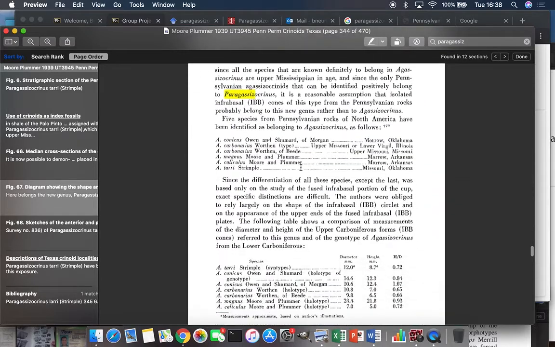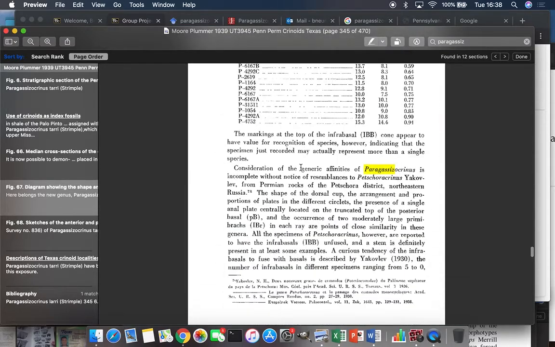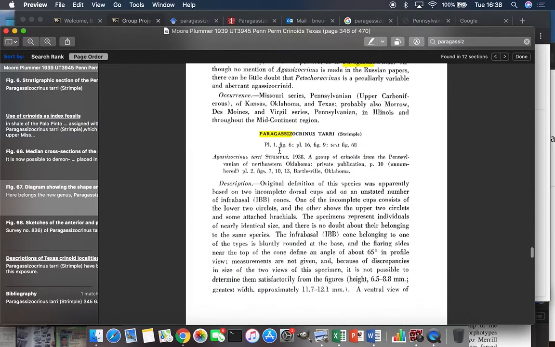Now the stuff that you want is the species description. So we're going to go down here to, bam, our species. So mine is Paragaseocrinus terrai. And it's going to say that the first person who actually made this description was a guy called Strimple, and that's great. He's Harold Strimple. And it's going to say where you can find a picture of this species, which is really nice.